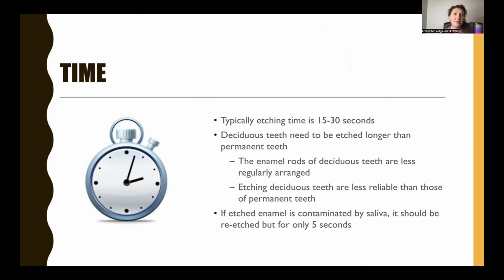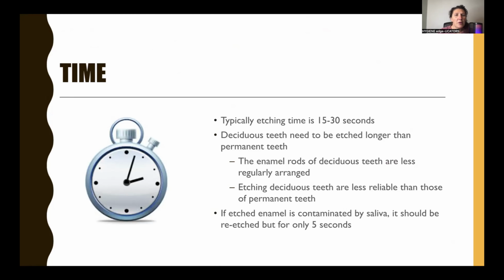Sometimes even deciduous teeth could be a little bit longer, mostly because deciduous teeth, their enamel rods are a little bit less fully arranged, and so it takes a little bit more time to break those down. So sometimes they do say on deciduous teeth, you might want to go with that full 30 seconds versus the 15 if you are etching something. Also, just like with our sealant materials, if it does become contaminated with saliva, you can re-etch it, but you would only need to do so for 5 seconds.